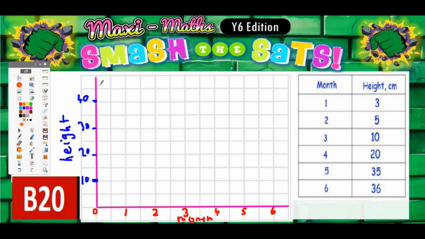It isn't the only way you could go up. I mean, you might have more squares on your paper if you were doing this in a book. So that's just so I can fit mine on. There's always more than one way of doing this. And then we start plotting.